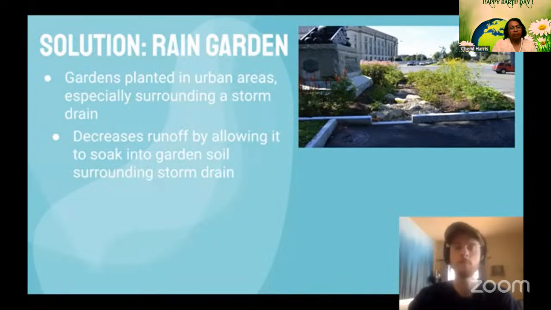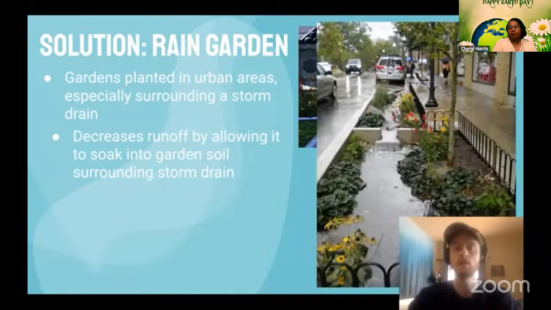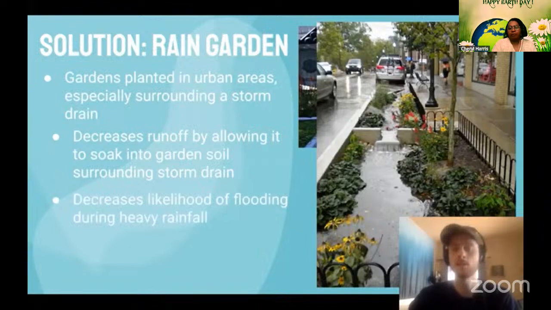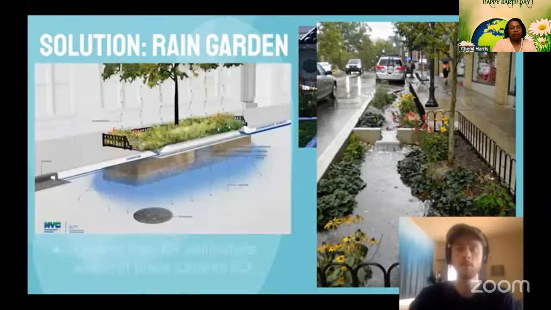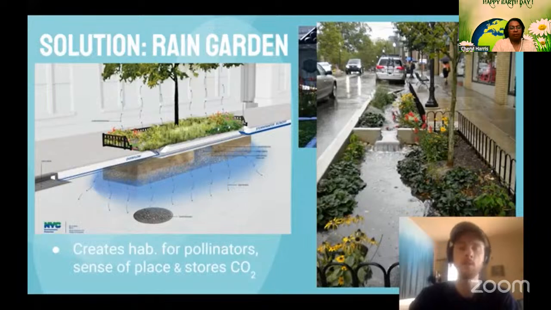So we can see another example here of during a heavy rainfall event, a lot of this water is being captured by the rain garden instead of flooding the street or instead of going down storm drains. Again, this is going to decrease our chances of flooding when there's a heavy rain event. And then finally, this is really beneficial because it's also going to represent a habitat for local pollinator species. It helps create a sense of place. People like seeing these beautiful rain gardens, these nice additions to their streets. And then finally, the plants, especially if they're trees, are going to sequester some amount of carbon dioxide, which just helps mitigate climate change.